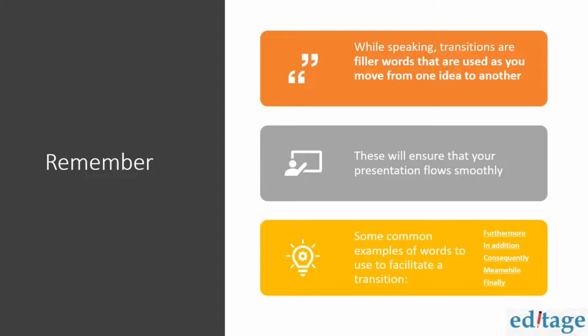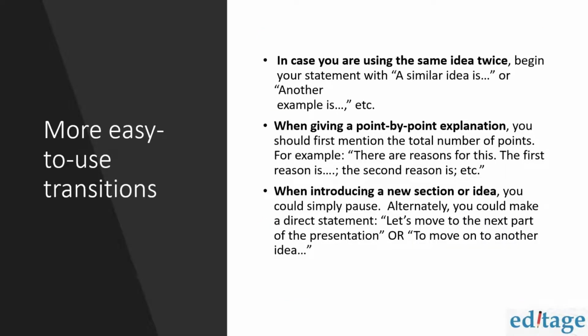And some helpful transitions to constantly keep using, and I use them all the time, is when you're talking about something similar time and time again, you can say a similar idea is, or another example is. That's another good transition to use when you're moving between ideas. When you're giving a point by point explanation, you should also first mention that, this is the first reason, this is the second reason. The other thing you can say is, firstly, I found this. Secondly, this was what happened. Thirdly, blah, blah, blah. And finally, X, Y, Z, right?